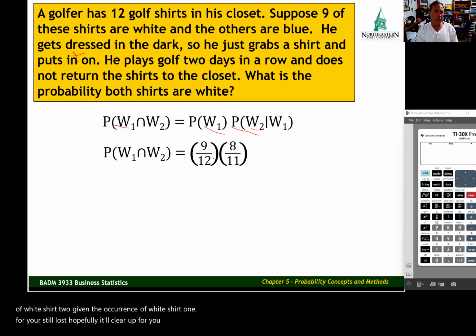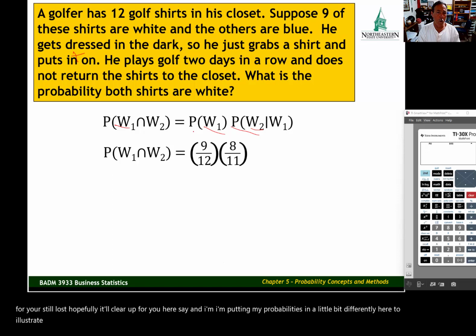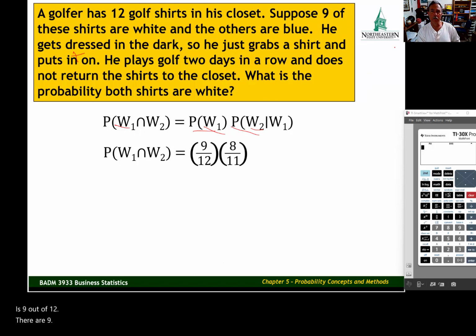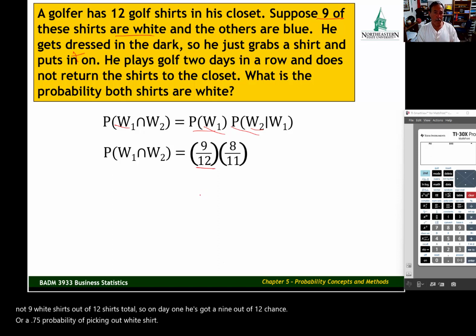And I'm putting my probabilities in a little bit differently here to illustrate. The probability for white shirt 1 is 9 out of 12. There are 9 white shirts out of 12 shirts total. So on day 1, he's got a 9 out of 12 chance, or a 0.75 probability of picking out a white shirt. That white shirt he wore on day 1 goes into the laundry. It doesn't go back into the closet.